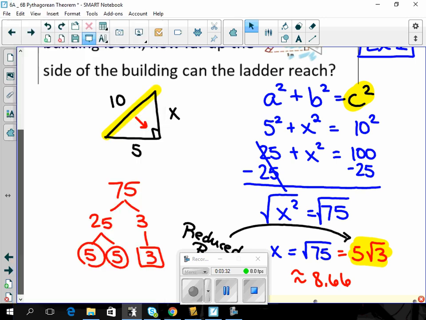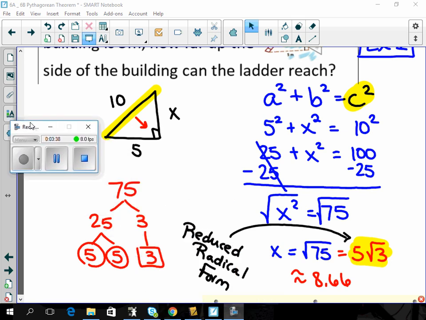This particular problem can be written in 3 different ways. All 3 of these answers are correct: square root of 75, 5 square roots of 3, and 8.66. The 5 radical 3 is called the reduced radical form. You're going to practice that more later this class. But you can also write your answer as a decimal if it asks you to. 8.66 would be fine.